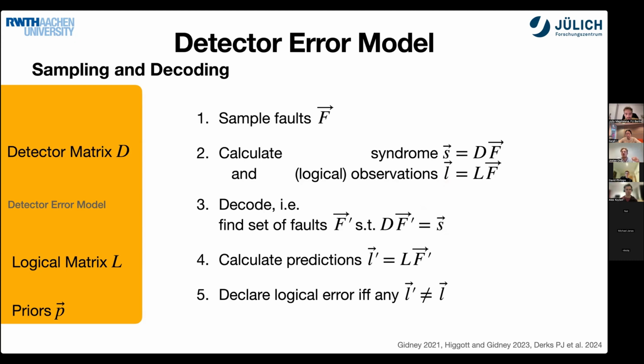Decoding then corresponds to finding some set of faults, which we don't know, which have the same syndrome. So these syndromes will be input to some decoder. We can use the priors to get some more information, to get some logical prediction. And if this logical prediction is the same as the one that we actually observe, we will have a success. If not, there's going to be a failure. All right, this is the general introduction.